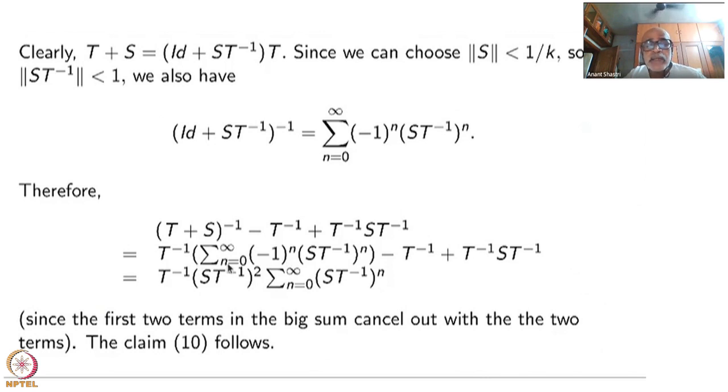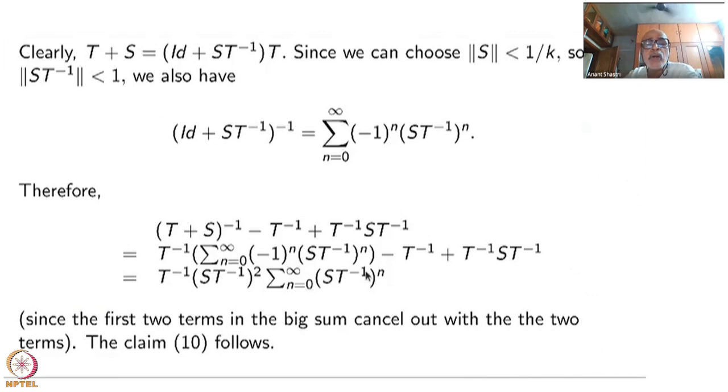What is the first term here? n equal to 1. What is this? S T^{-1} into T^{-1} on the left. So that is this term, so that also cancels out. There's a minus sign here with the first term. For the zero term, this is plus sign, this is minus sign here, so those two cancel out. What you are left with is this summation from n equal to 2 onwards. So (S T^{-1}) raised to 2 comes out: T^{-1} into (S T^{-1}) squared, times the sum over n from 0 to infinity of (S T^{-1}) raised to n.